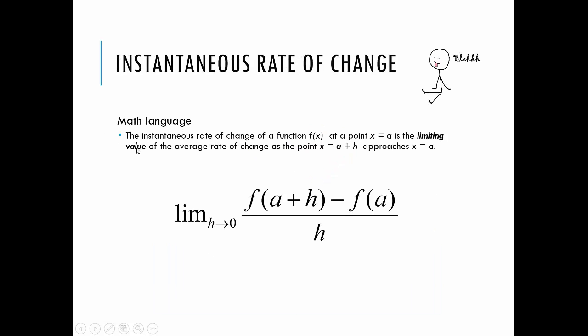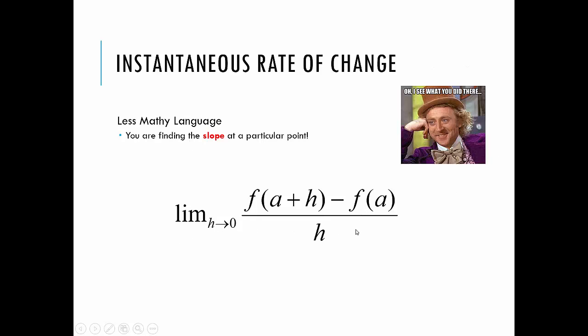So we say the instantaneous rate of change of a function f of x at a point x equals a is the limiting value of the average rate of change as the point x equals a plus h approaches x equals a. That's too mathy for me, right? What you're finding is the slope, because remember the slope is a rate of change. You are finding the slope at a particular point on the curve. So that's why we need this whole limit thing. You're letting your h get smaller and smaller and smaller until you're right on that point, and that's the slope of the tangent line.